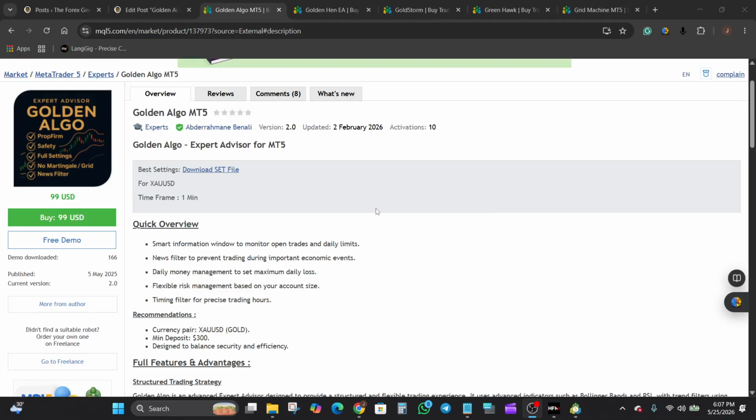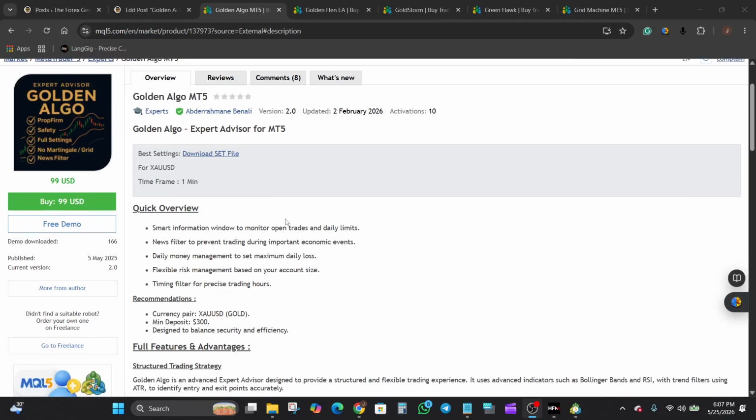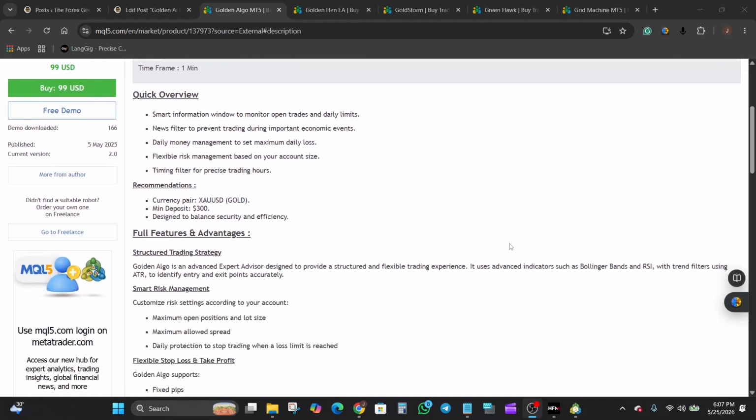Alright, so on my screen right now, I'm looking at the MQL5 Marketplace page for Golden Algo EA. This is developed by Abderrahmane Benali, and it's currently listed as an MT5 expert advisor. So this version is strictly for MT5, although I can see there is a note that an MT4 version is available on request.